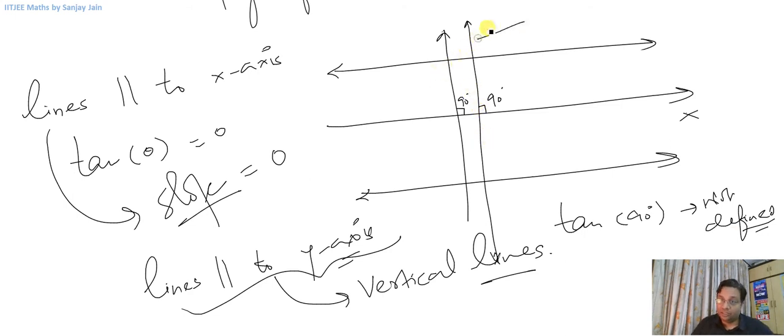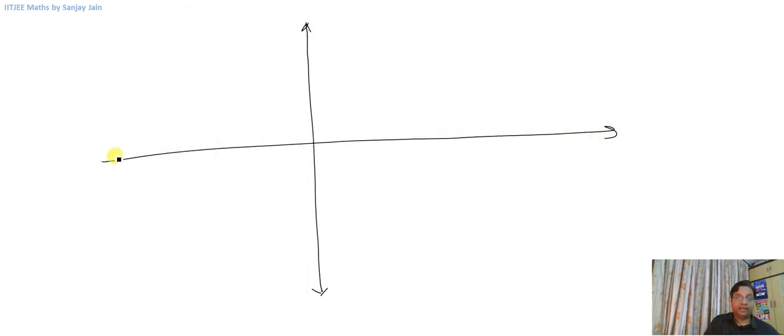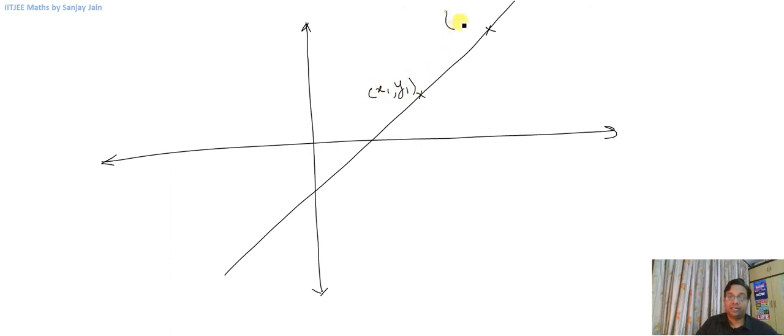These lines do exist, right? There are these lines. We do have equations for such lines, but the slopes of these lines do not exist or are not defined, right? So this was a brief introduction about slope. Now let us say if I am given 2 points on a line. Let us say I've got this coordinate axis and I've got a straight line, and on this straight line I know about these 2 points. Let us say these points are x1 y1 and x2 y2.